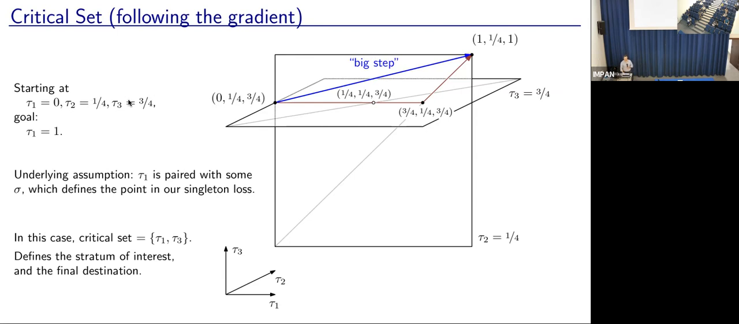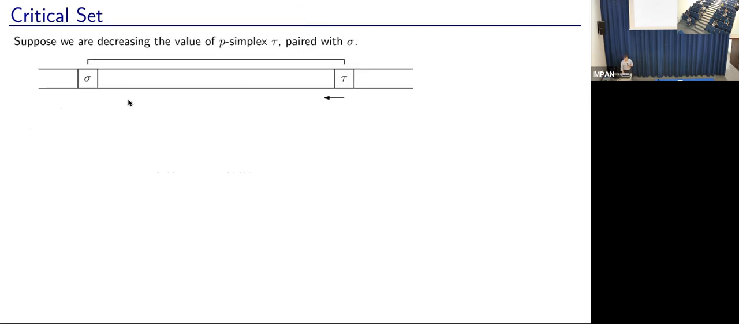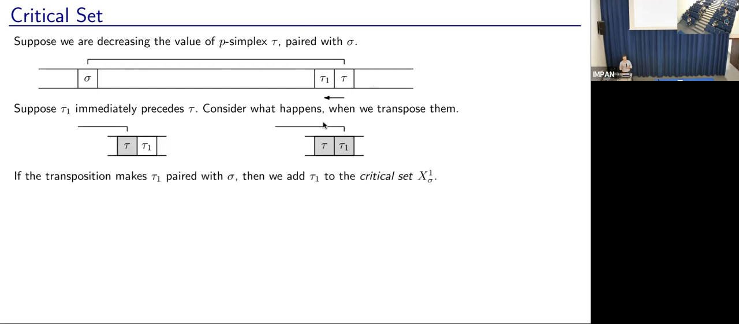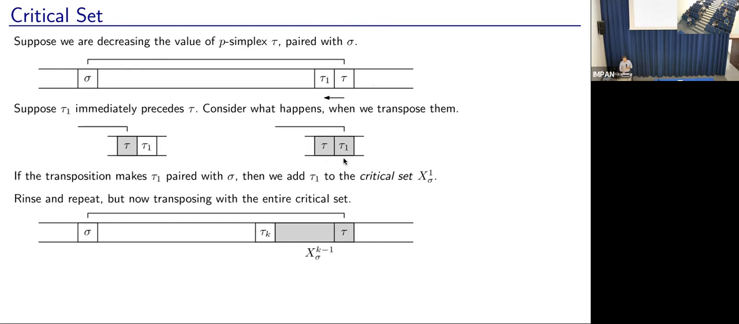Okay, so let's do the critical set again, but now in terms of filtration, you know, second time's the charm. The idea is that I have sigma paired with tau, and now let's say I'm decreasing the value of tau. If the simplex that immediately precedes tau is tau 1, I need to figure out what happens after I transpose them. There are two things that can happen: either tau remains paired with sigma, or tau 1 becomes paired with sigma. In the first case, the critical set doesn't change. In the second case, I have to add tau 1 to the critical set.